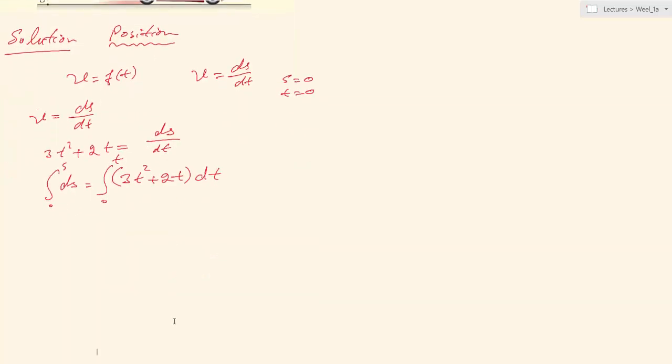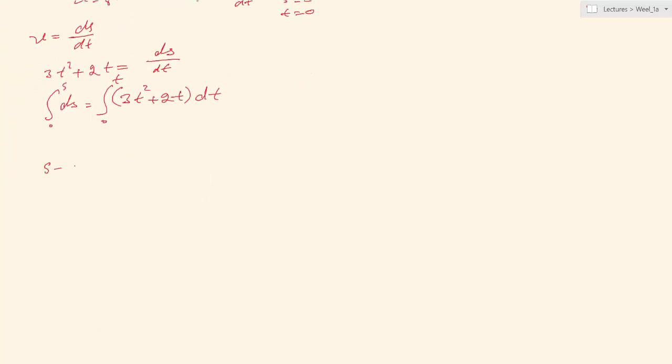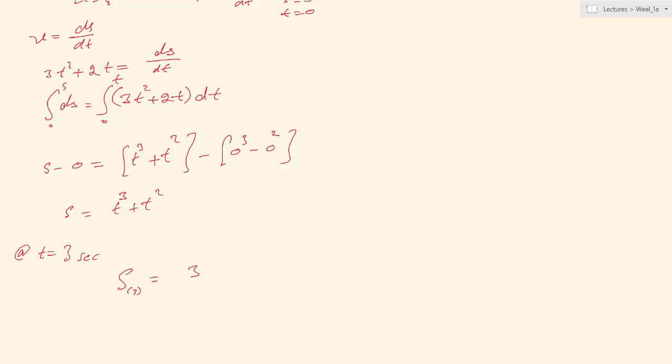So after doing integration, we get s minus 0 equal to t cubed plus t square minus the initial time. So our final equation for position is s equal to t cubed plus t square. And at t equal to 3 seconds, s equal to 3 cubed plus 3 square. This gives us the total displacement the car covers, 36 feet.